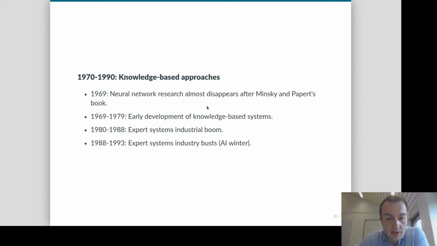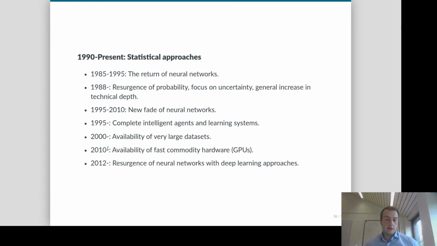Then in the 70s, you have the early development of knowledge-based systems, as I was saying, and this really generated a lot of expectation from the industry in particular, but eventually these systems did not manage to meet their expectations, and the whole field of AI basically burst. This is what is known as one of the first AI winters, at the end of the 80s. Still, research kept going on.